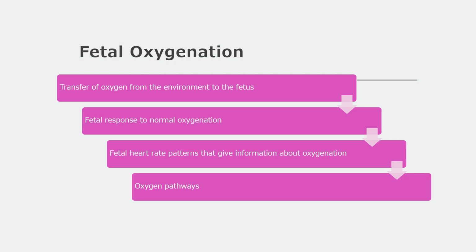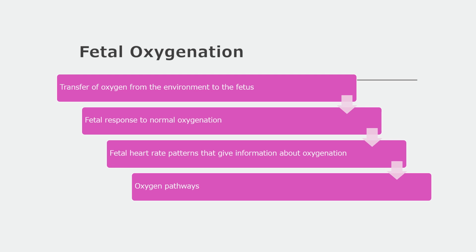So in terms of fetal oxygenation, it's a transfer of oxygen from the environment to the fetus. Now the environment for that fetus is the uterus. It's the maternal oxygen ability to oxygenate that fetus. Fetal response to normal oxygenation, and this is what we see via the fetal monitor. The fetal heart rate pattern gives us information about oxygenation.